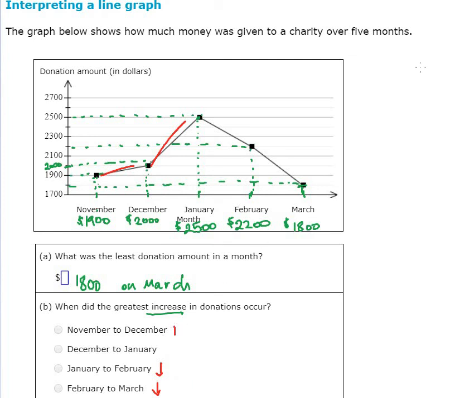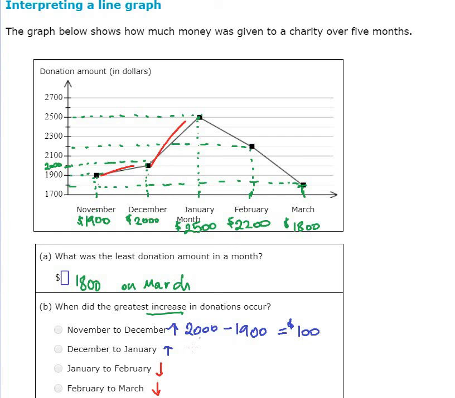And let me use blue for increase. Here we have an increase: November to December, the difference between November and December. December is $2,000. $2,000 minus $1,900 is going to be an increase of $100.